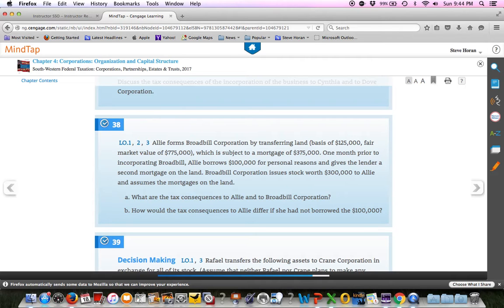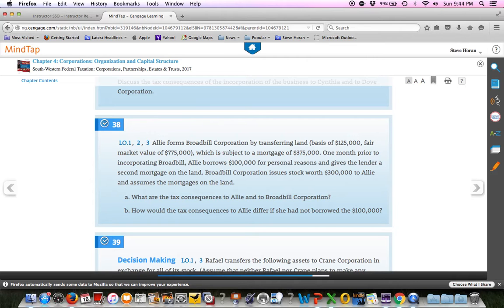One month prior to incorporating Broadbill, Allie borrows $100,000 for personal reasons and gives a lender a second mortgage on the land. Broadbill Corp issues stock worth $300,000 to Allie and assumes the mortgage. So question A, what are the tax consequences to Allie and to Broadbill regarding the transfers?